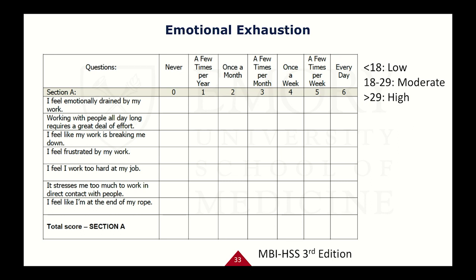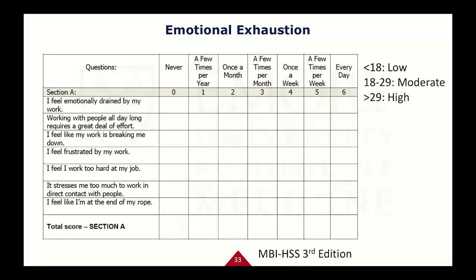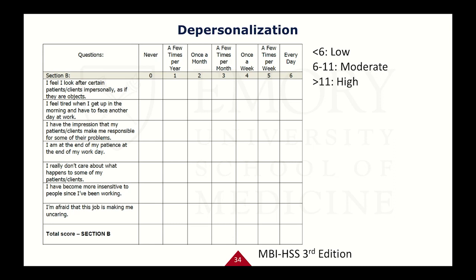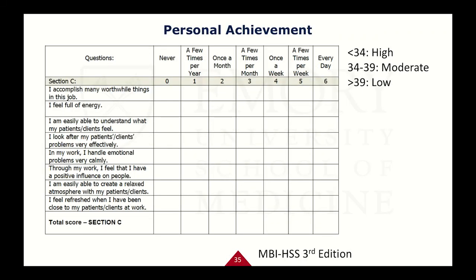on a Likert scale. And in the depersonalization section, I feel I look after certain patients, clients impersonally as if they are objects, etc. Going back to Shannonfeld's paper, they did a modified version even of this, where for those 2 fields of 9 and 7 items, they actually reduced it to a single item for both of those sections. In personal achievement, I accomplished many worthwhile things in job. I fulfill with energy, etc.